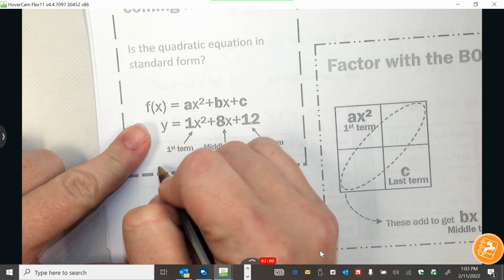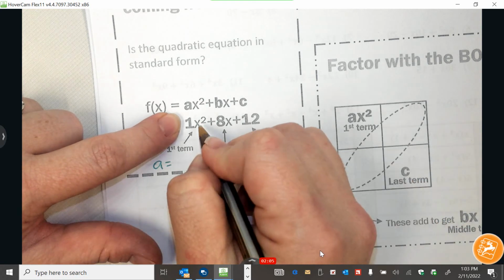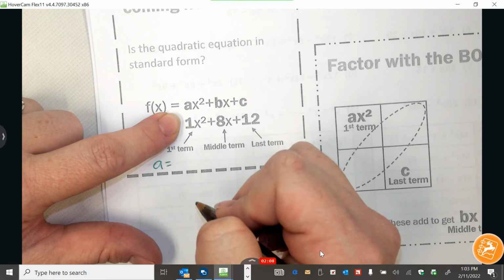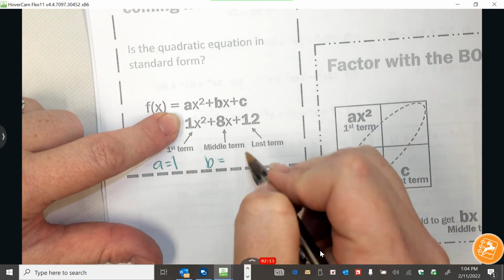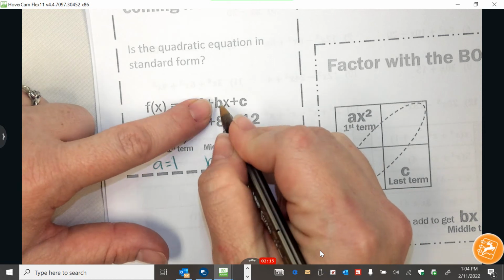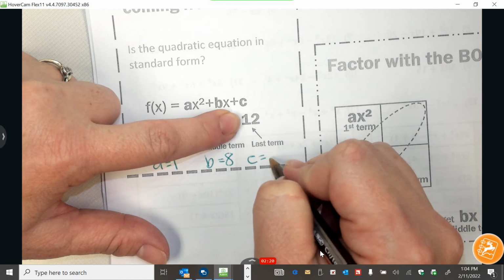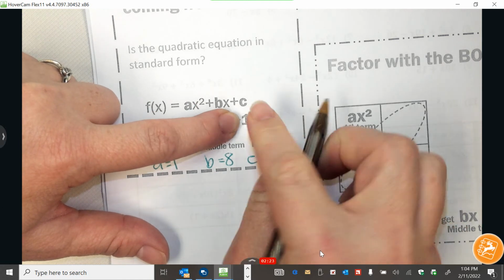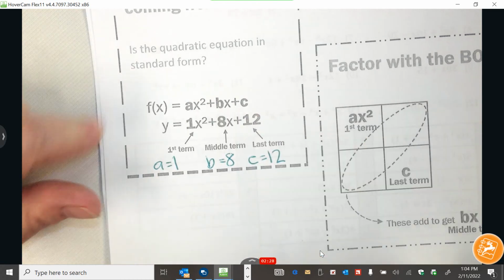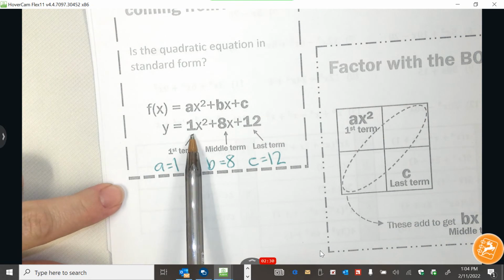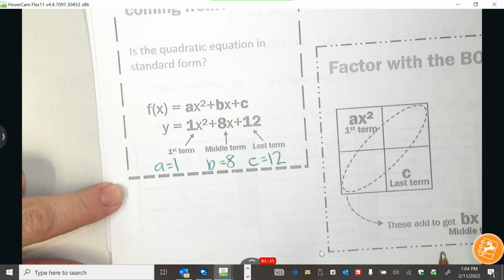So for this example, what would my A be? Not the letter, only numbers. 1. What would my B be? What's in front of the x? 8. And what's my number without a letter? 12. Do y'all see that? A x squared plus B x plus C. Okay, we're going to practice that a little more.